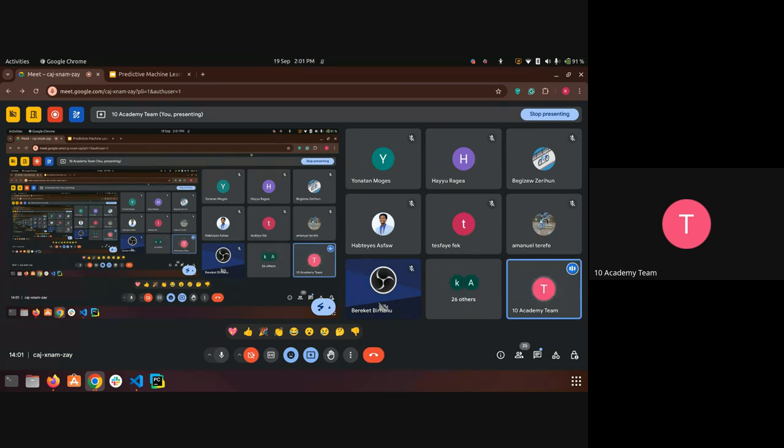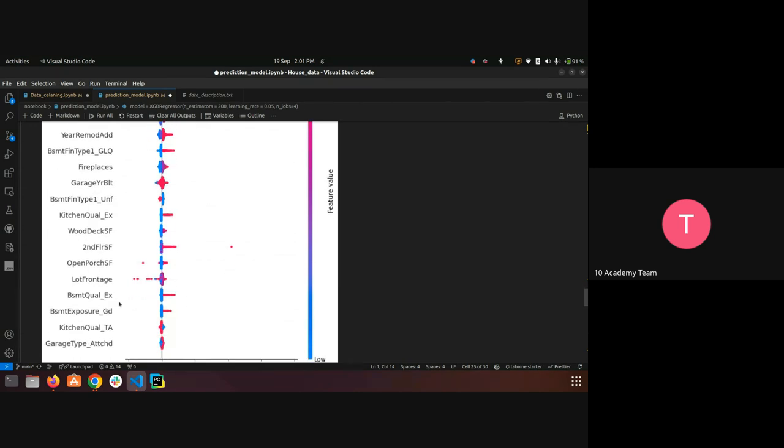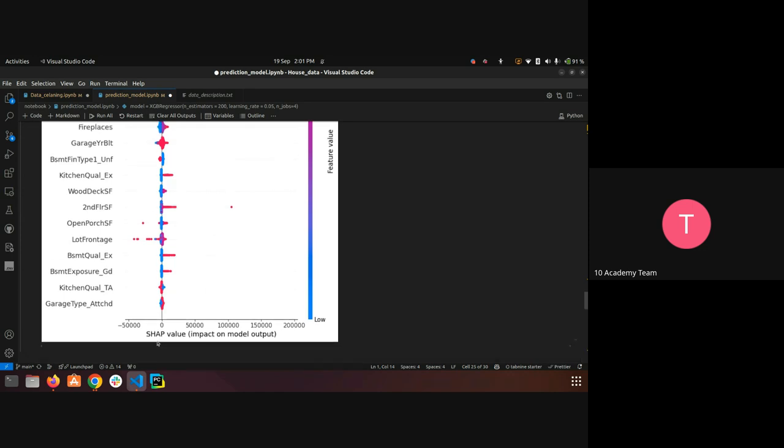So as I was saying, overall quality matters most. Even for the garage year built, the price of the house depends on the overall quality of the house more than the garage year built, and for the others as well. The garage type attached has the least impact. Lot frontage has a negative level, open porch has a negative level, and the second floor has some influence, but not as much.